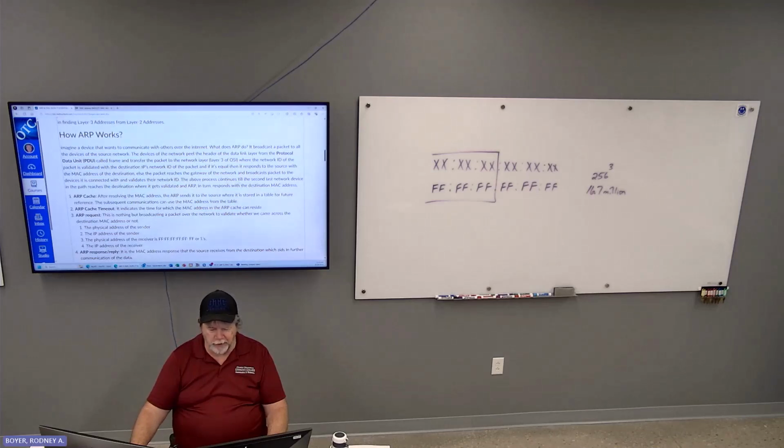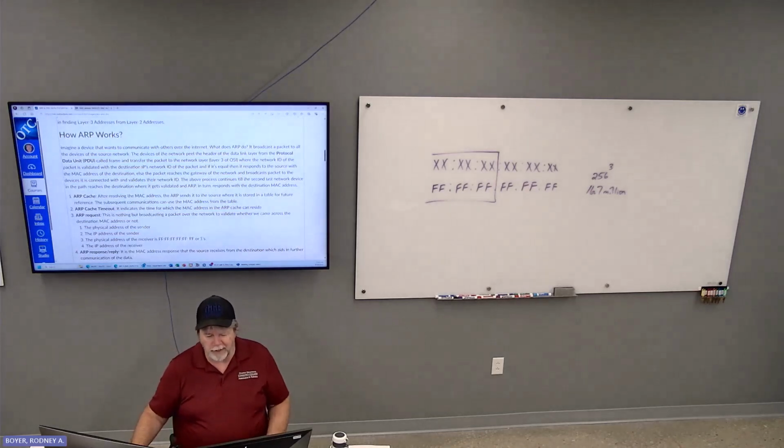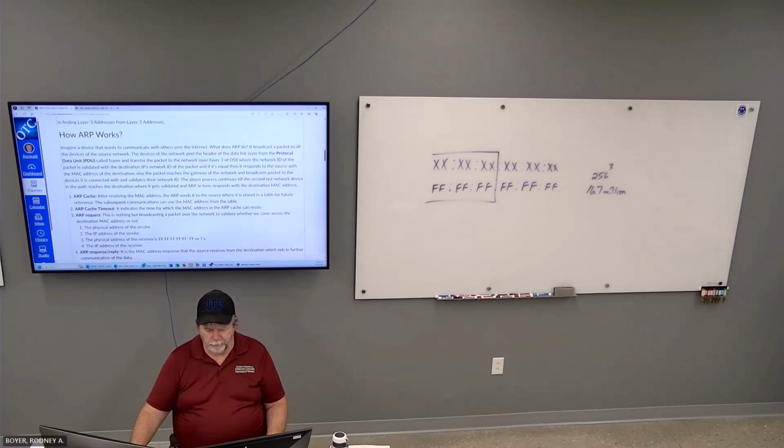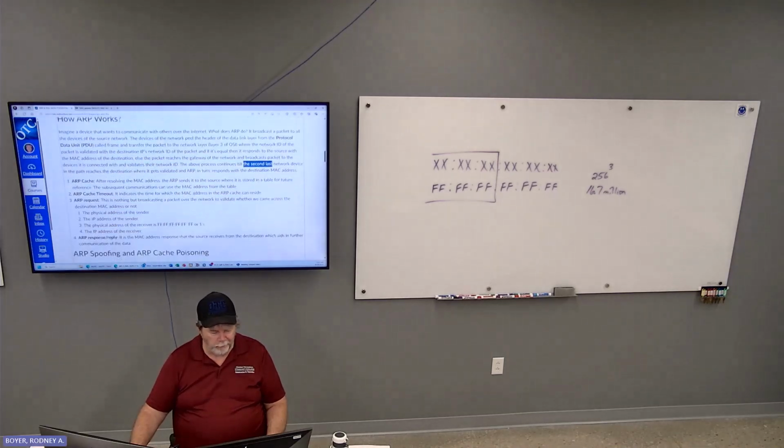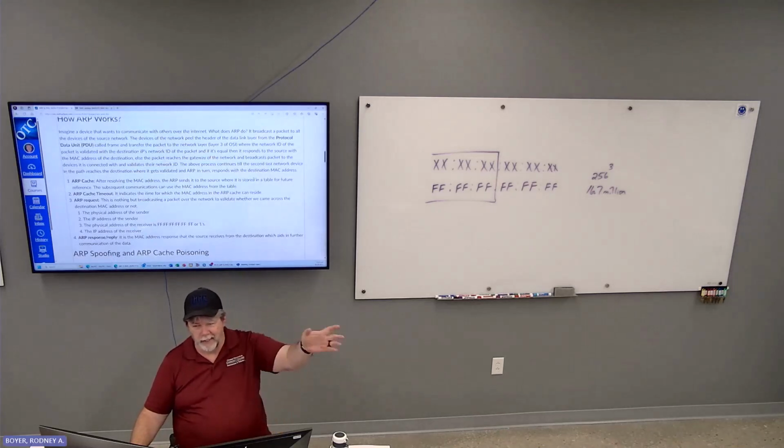Each packet that reaches the gateway of the network broadcasts the packet to devices connected with validation network ID. The above process continues till the second last network device in the path reaches the destination where it gets validated. That doesn't make any sense. I'd like to rewrite that. But basically, hey, who has this IP address? That's me. Here's my MAC address.